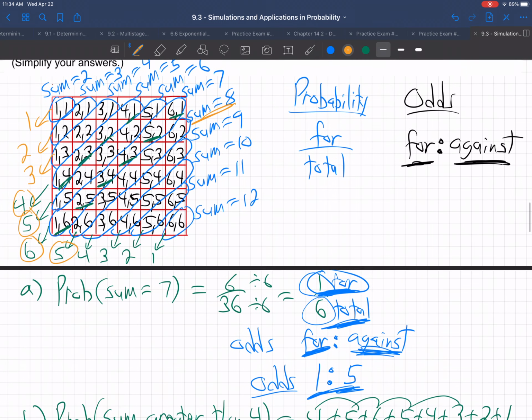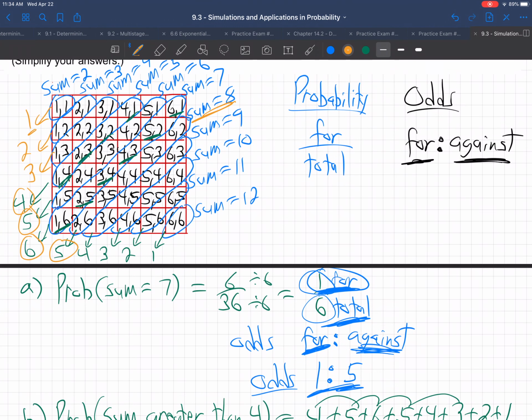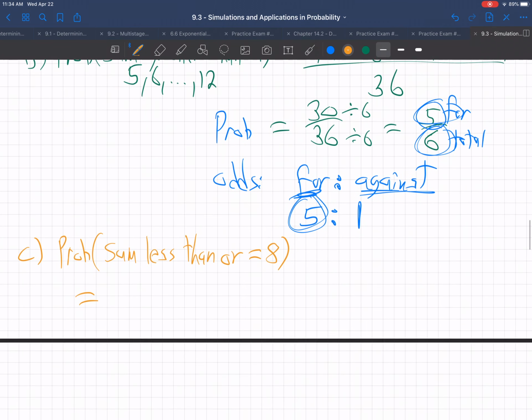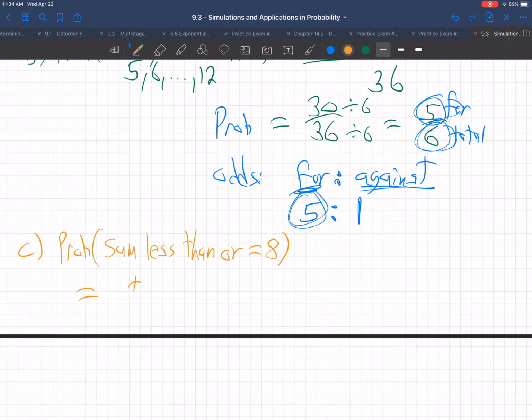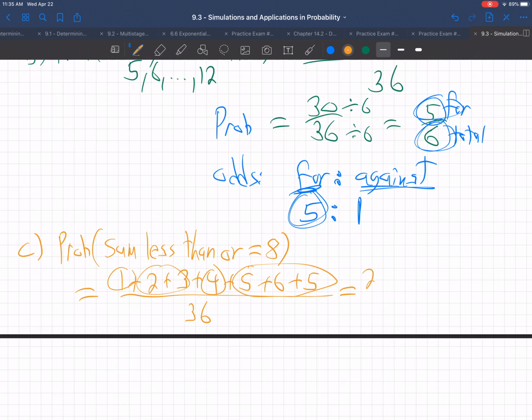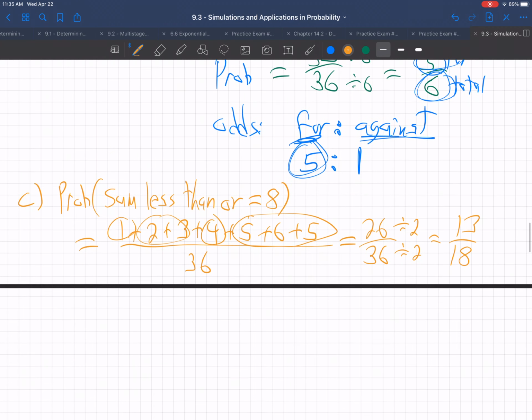So it's 1, 2, 3, 4, 5, 6, and then 5, right? That's how many boxes. So 1, 2, 3, 4, 5, 6, and 5 all over 36 total boxes. What is that? Let me see. This is 16, 25, 26. 26 out of 36. Reduce that fraction. 13 out of 18.